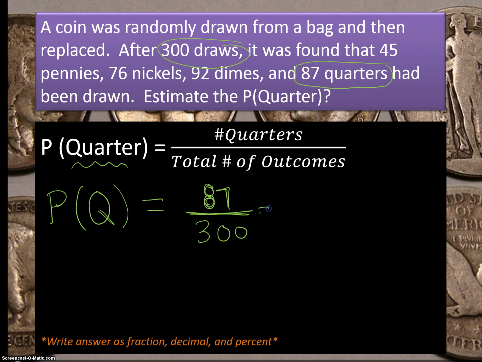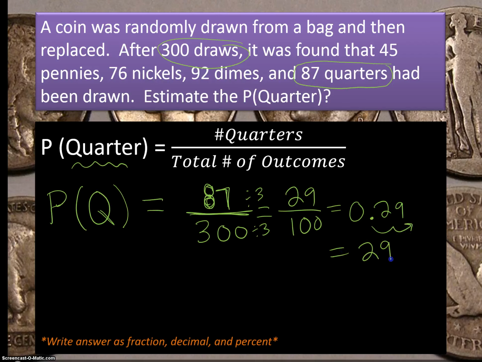That can be reduced by dividing it by 3 over 3 to get 29 hundredths. Now 29 is prime and it doesn't go into 100. So you're done with 29 hundredths, but we want to write that as a decimal, 29 hundredths, and as a percent. Move it 2 spots to the right, it's equal to 29%. So 29% of the time, we drew a quarter. Awesome. Let's do this again, friends.